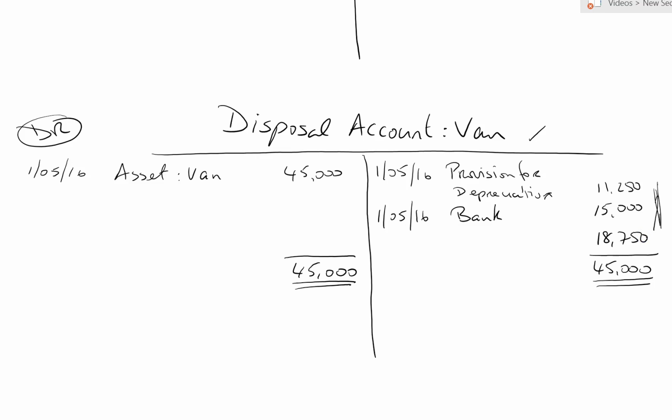Now, you never have a balance left over on the disposal account. So on the 1st of May, I'm going to have that as a loss on disposal, which will be an expense in my income statement. So there's no balance brought down here. The balancing figure is a loss on disposal, and that figure will go to the income statement like an expense. So you'll have in expenses, loss on disposal, 18,750. Okay, so that is the disposal account completed.